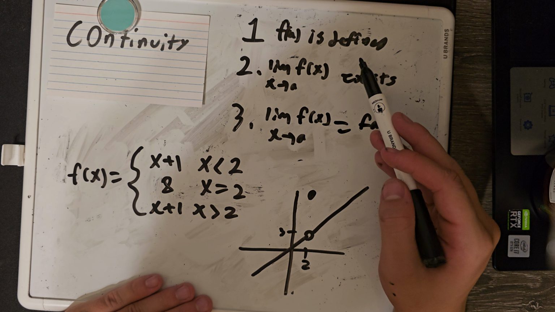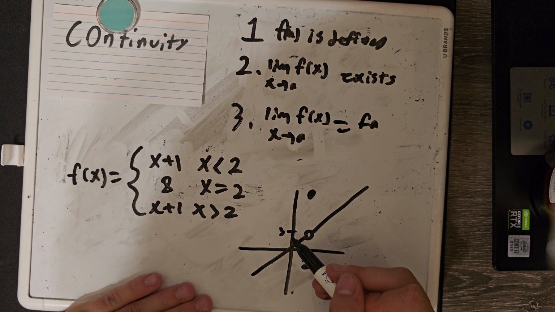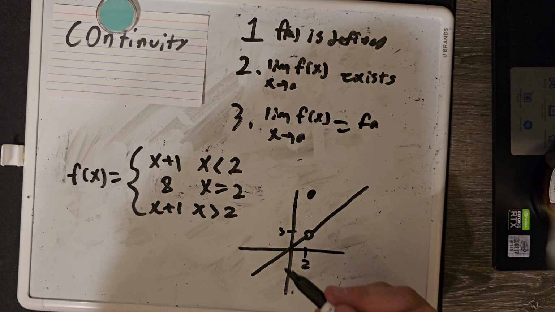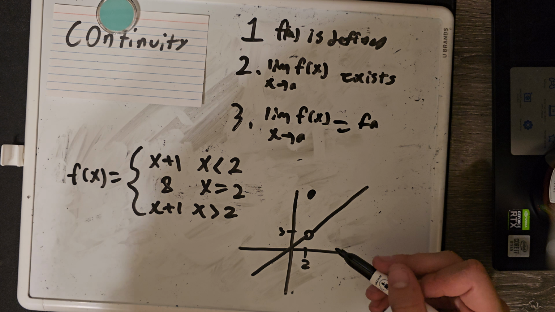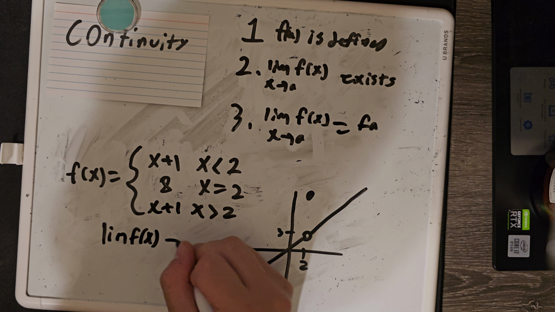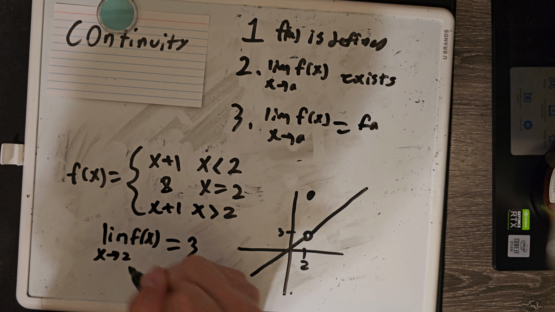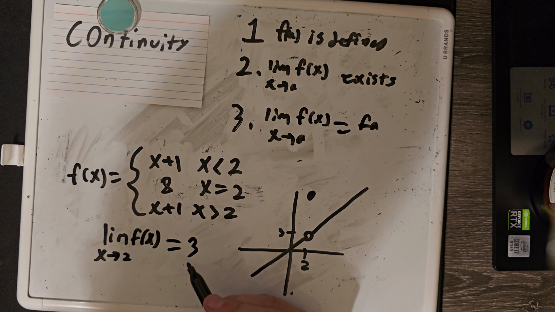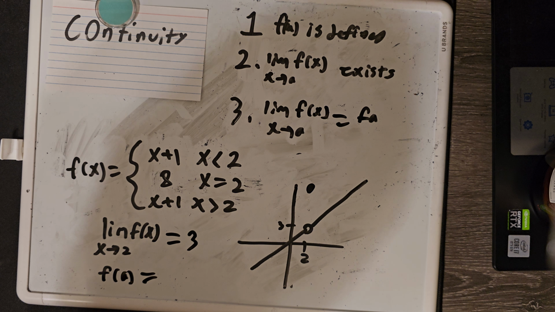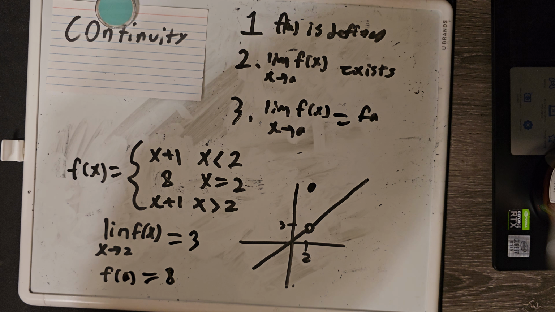So f of A is defined. The limit exists because as x approaches 2, it approaches 3 from the left and right. So the limit of f of x will be equal to 3 as x approaches 2, but f of A is not. F of A is equal to 8. So because these two don't equal, the function is not continuous.